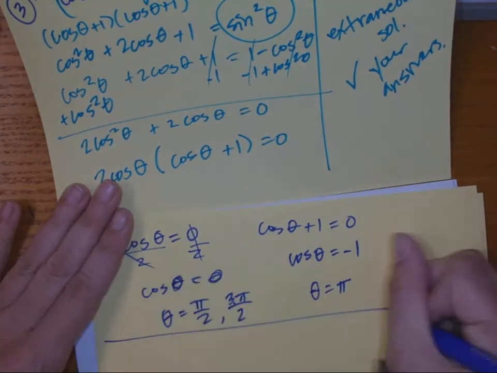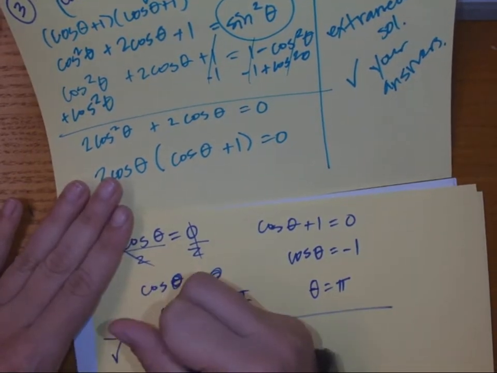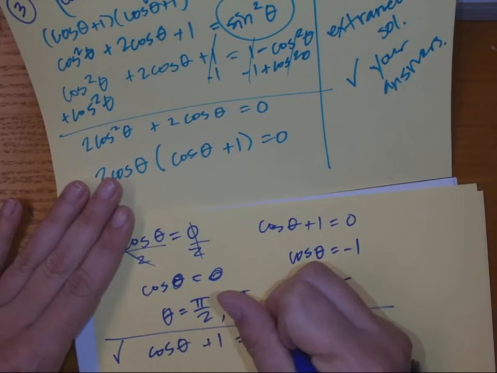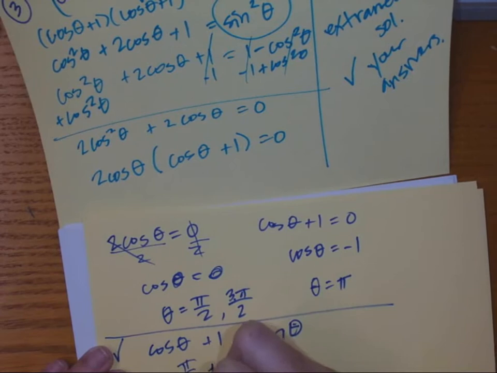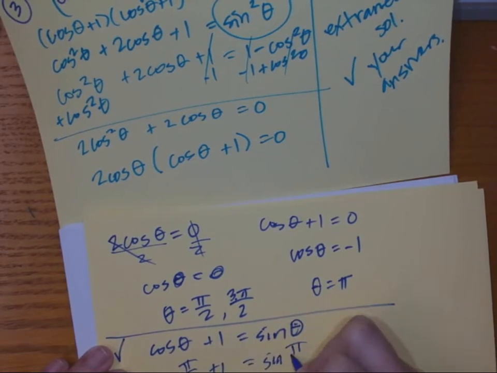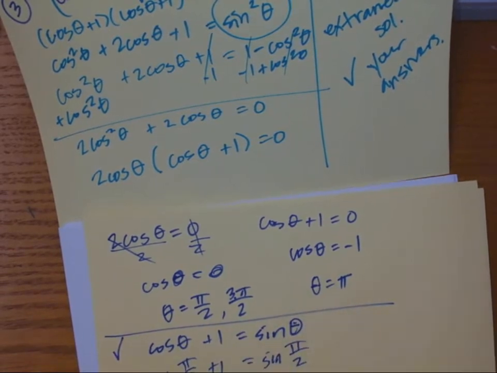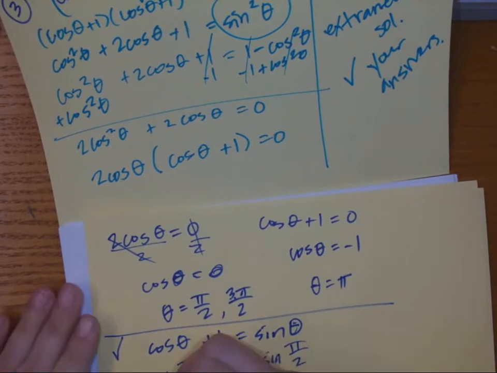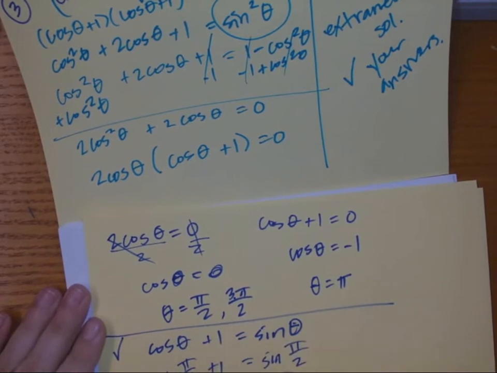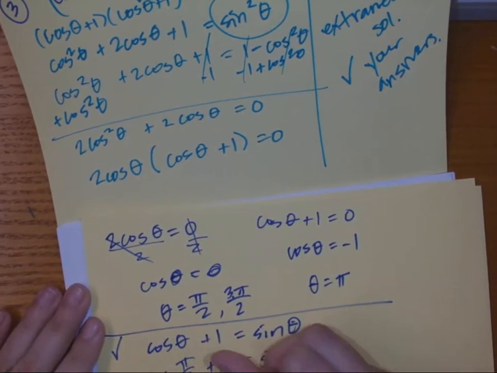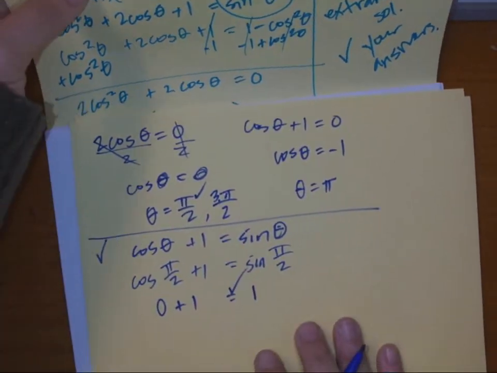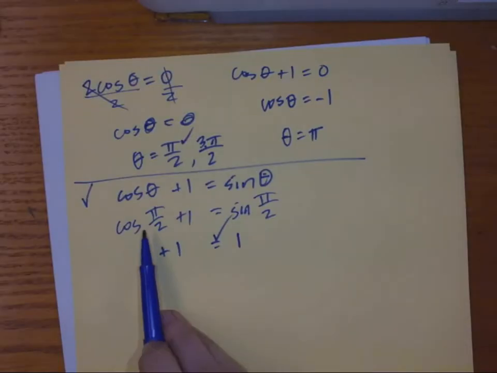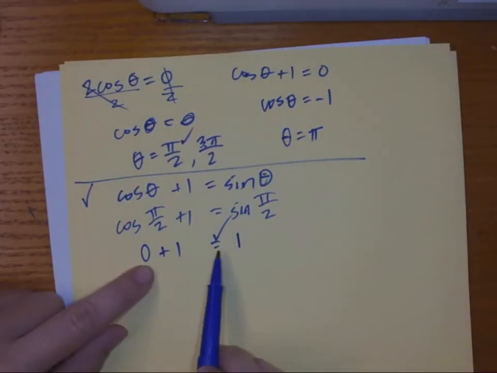So my original problem, this is the checking part. If I had cosine of theta plus 1 equals sine of theta, does cosine of pi over 2 plus 1 equal sine of pi over 2? Well, cosine of pi over 2 equals, let's see, cosine is 0. So 0 plus 1. Sine of pi over 2 is positive 1. That's true. So pi over 2 works. Oh, I'm sorry, you can't see that very well. I plugged in pi over 2 into my original function, and that works.